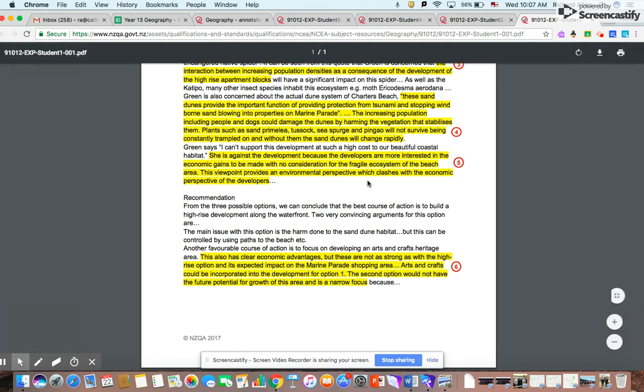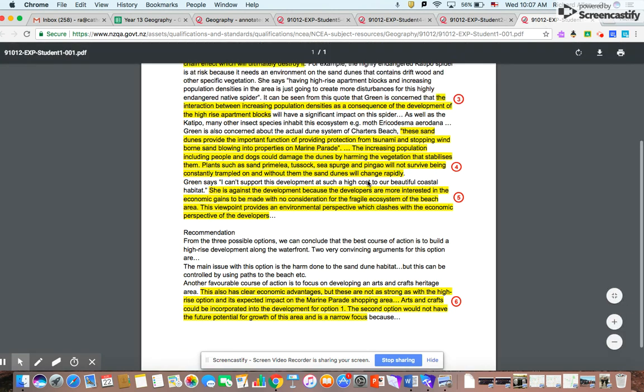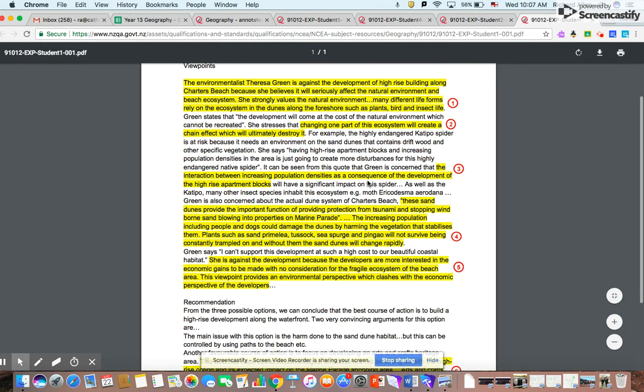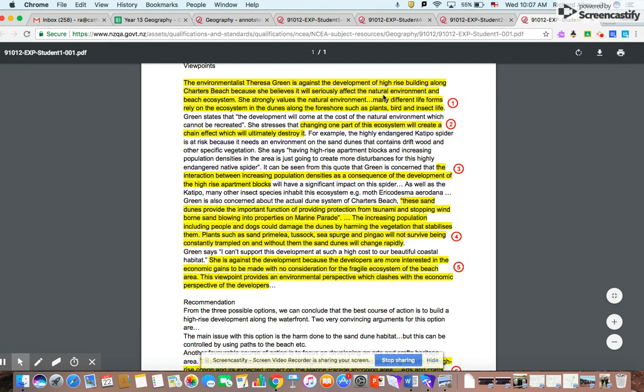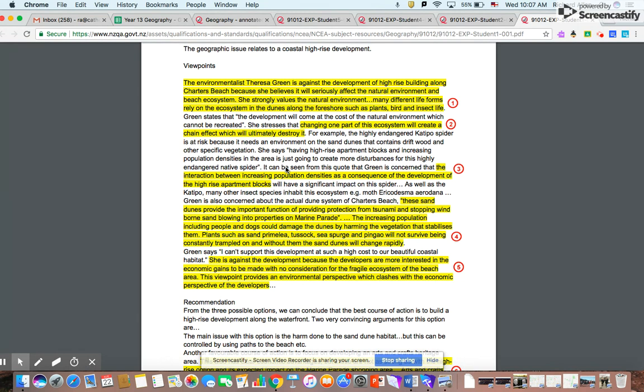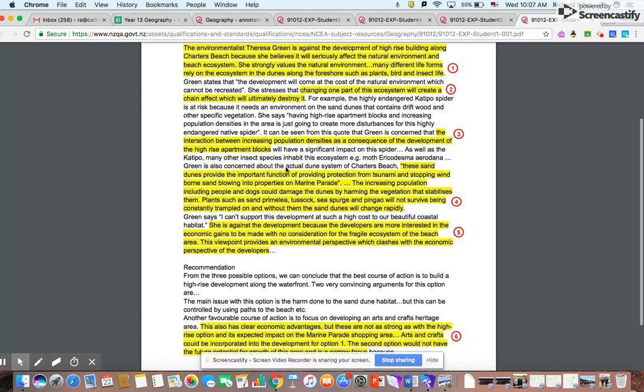Looking at an excellence here, again, we can see here for this issue, first thing that strikes you is probably the amount of work that has been done by the student. They are using some terms like the natural environment, the beach ecosystem, the natural environment again, and they have examples. By using geographic terminology and examples, that is how you will get your excellence.